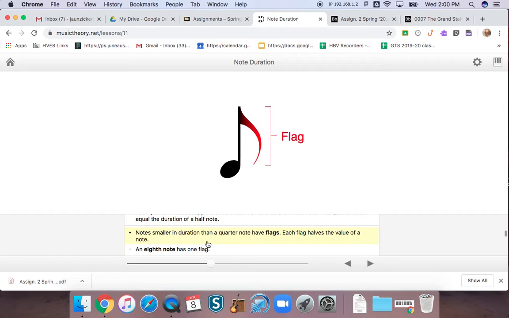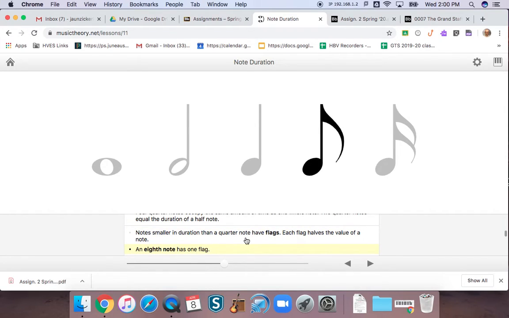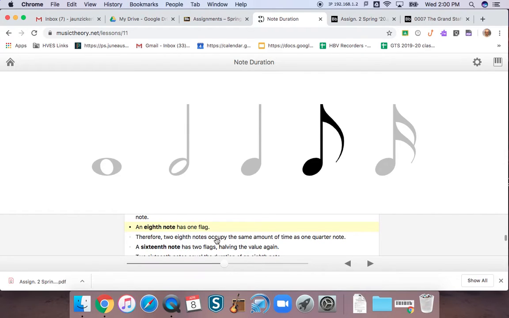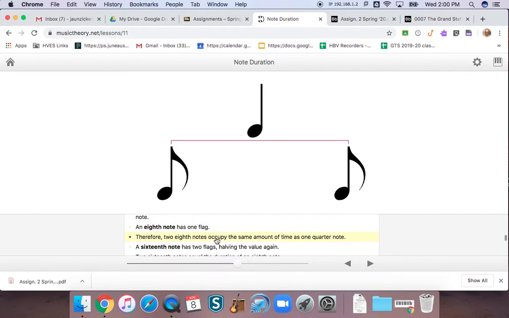Each flag halves the value of the note. So now this lasts for half as long. And in elementary music, we call those ti-ti. Ti-ti, ti-ti. They're eighth notes, and so they sound like ti, ti, ti, ti, ti, ti, ti, ti. So every beat that goes by, you can say or play 2 beats. So they go twice as fast.